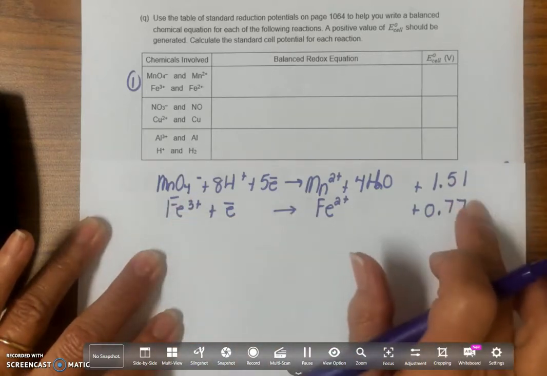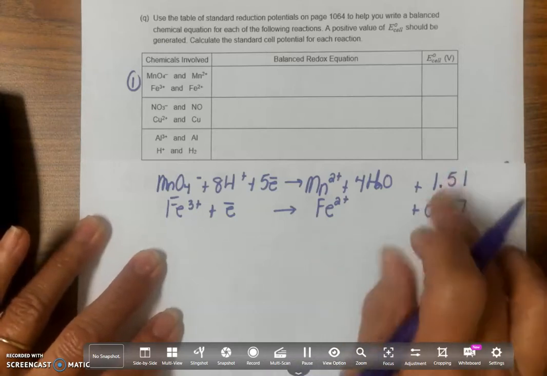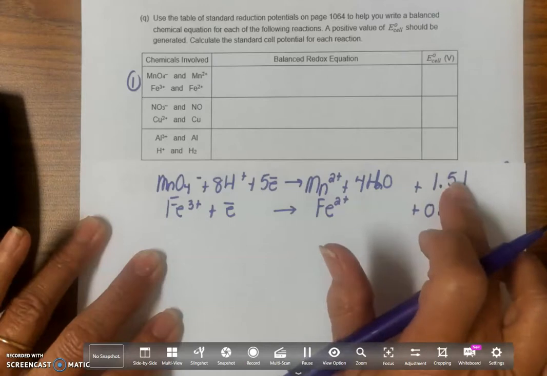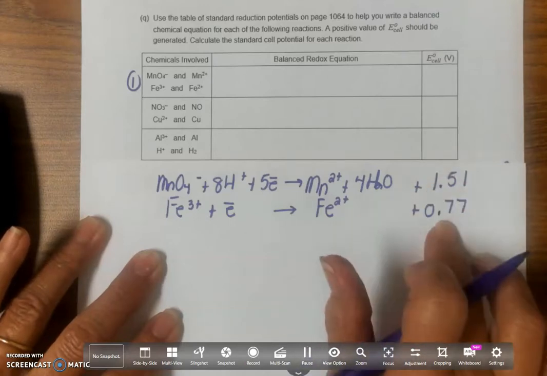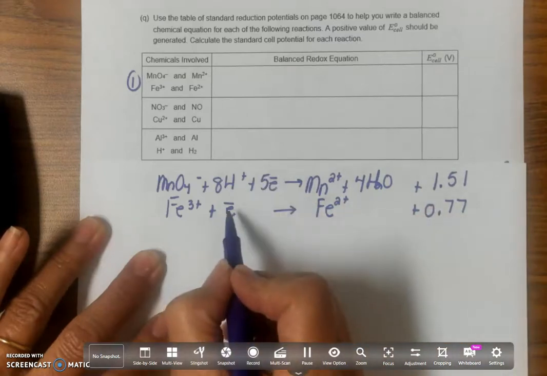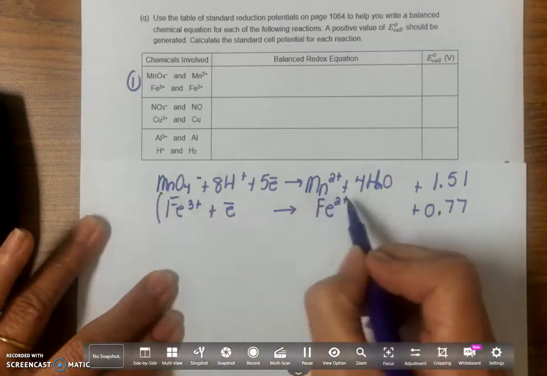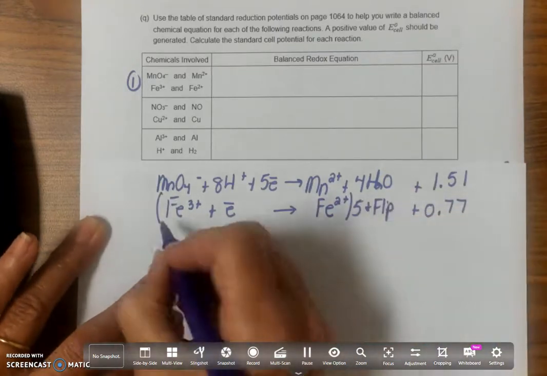We look at these two and we say, okay, which one am I going to flip in order to get this to go? I can't flip this one because then I have a negative 1.51, which makes the whole thing, when I add them together, negative. So I'm going to flip this one, and I have to multiply by 5. So I'm going to multiply by 5 and flip it.